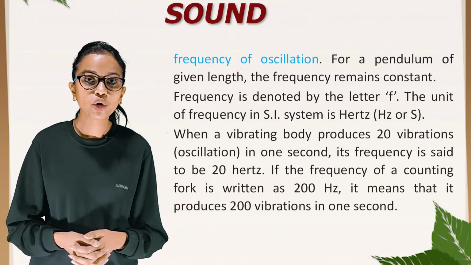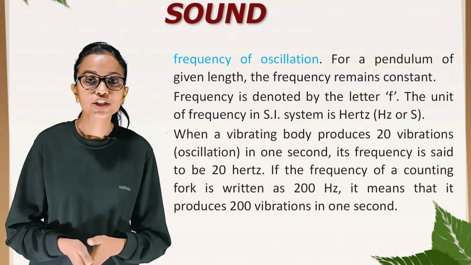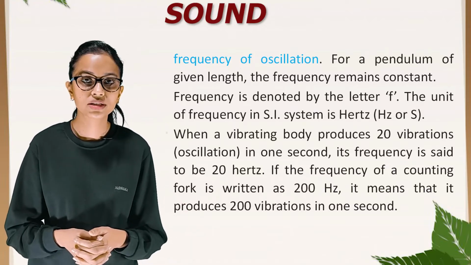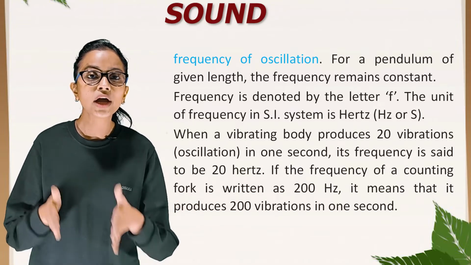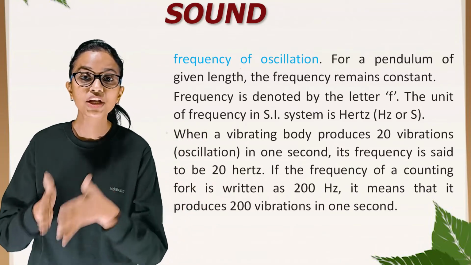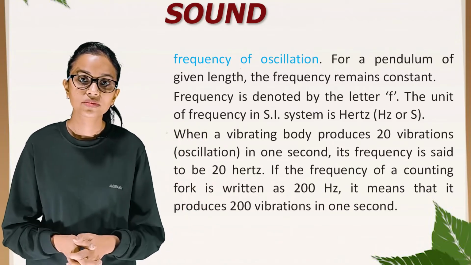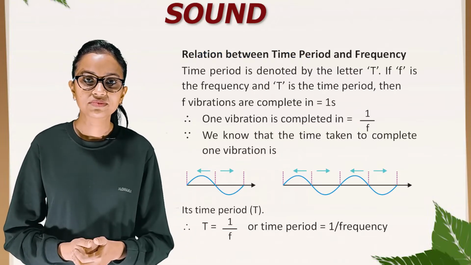When a vibrating body produces 20 vibrations (oscillations) in 1 second, its frequency is said to be 20 Hz. If the frequency of a tuning fork is written as 200 Hz, it means that it produces 200 vibrations in 1 second.